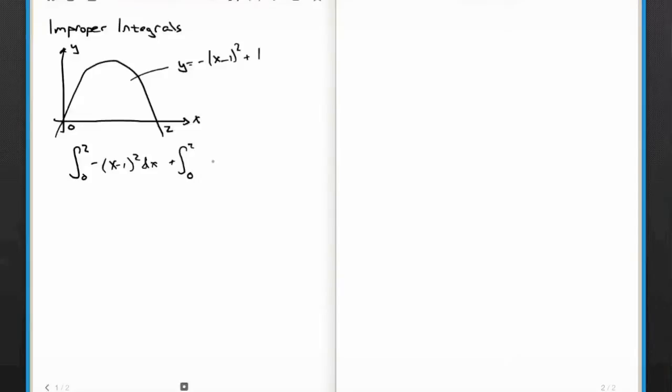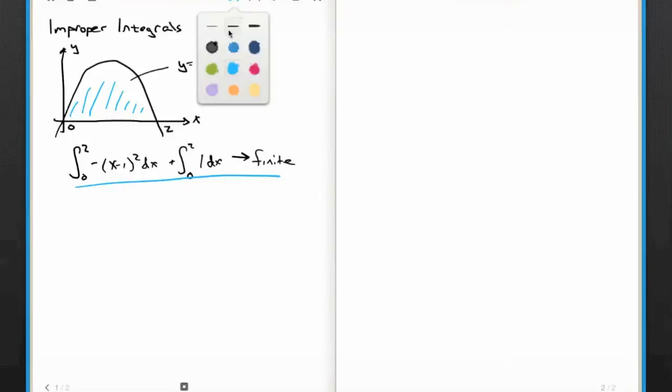0 to 2 of 1 dx, we could figure that out, right? And that would give us some finite answer. And that makes sense, right? Well, we're bounded all the way around. Here's the shape. It's got this parabola on top, a straight line on the bottom, and there's some fixed amount of area in here that is determined by this definite integral. All right? Yeah, we've been doing that for a long time. What's so special about that?